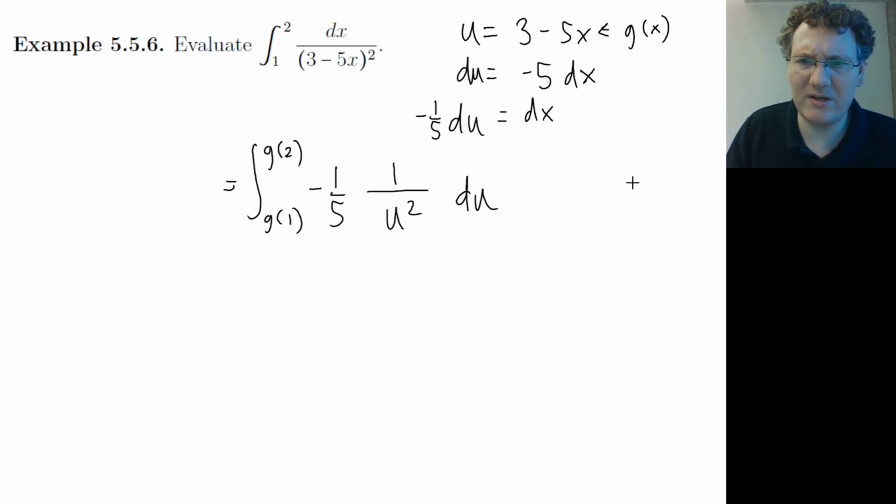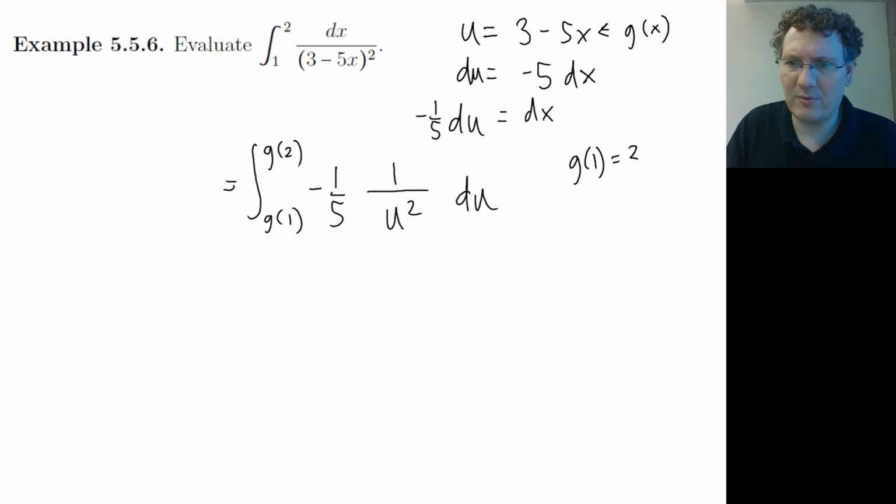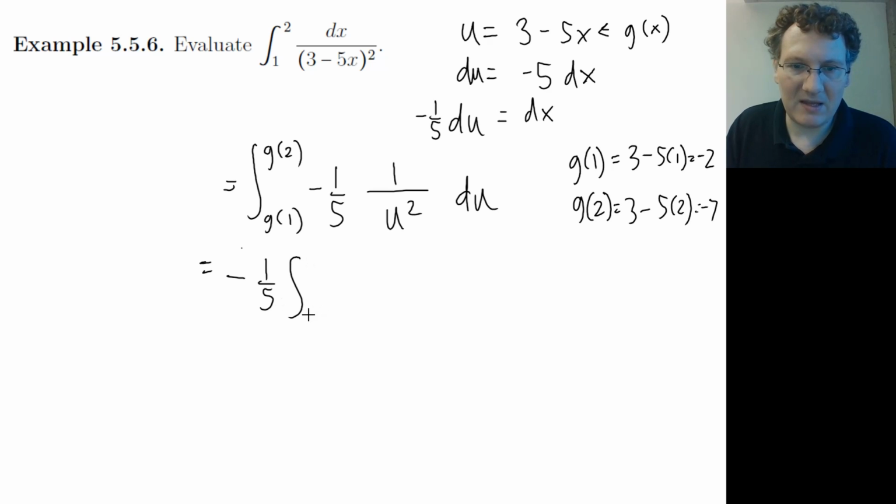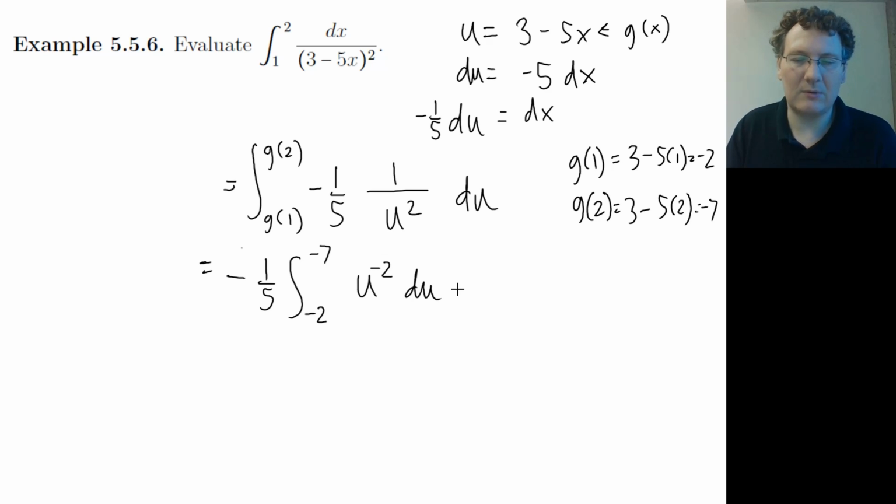Now, what is g of 1 and g of 2? G of 1 is 3 minus 5 times 1. What's -2? And g of 2 is 3 minus 5 times 2. That's 3 minus 10. That's -7. So this is going to be the -1/5 integral from -2 to -7 of, I'll write here, u to the -2 du.